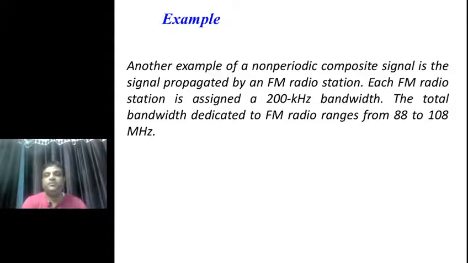Another example of a non-periodic composite signal is the signal propagated by FM radio station. Each FM radio station is assigned 200 kilohertz bandwidth. So the total bandwidth dedicated to FM signal, again it is the 200. So the middle is 200, then it is 88 to 108. So the difference is around this.